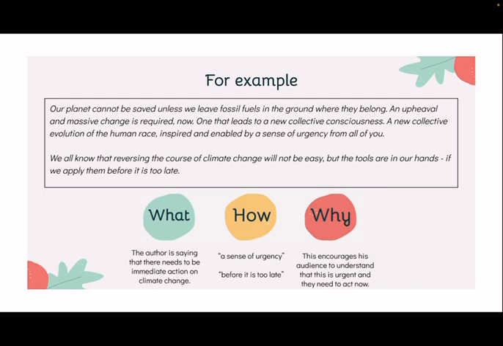Then why is he doing this? What does he want to happen? Well, he's doing this because it encourages his audience, the world leaders, to understand that this is urgent and that they need to act now. So he wants action from them. That's the purpose of this speech. Okay, hopefully that has helped explain argument analysis to you.